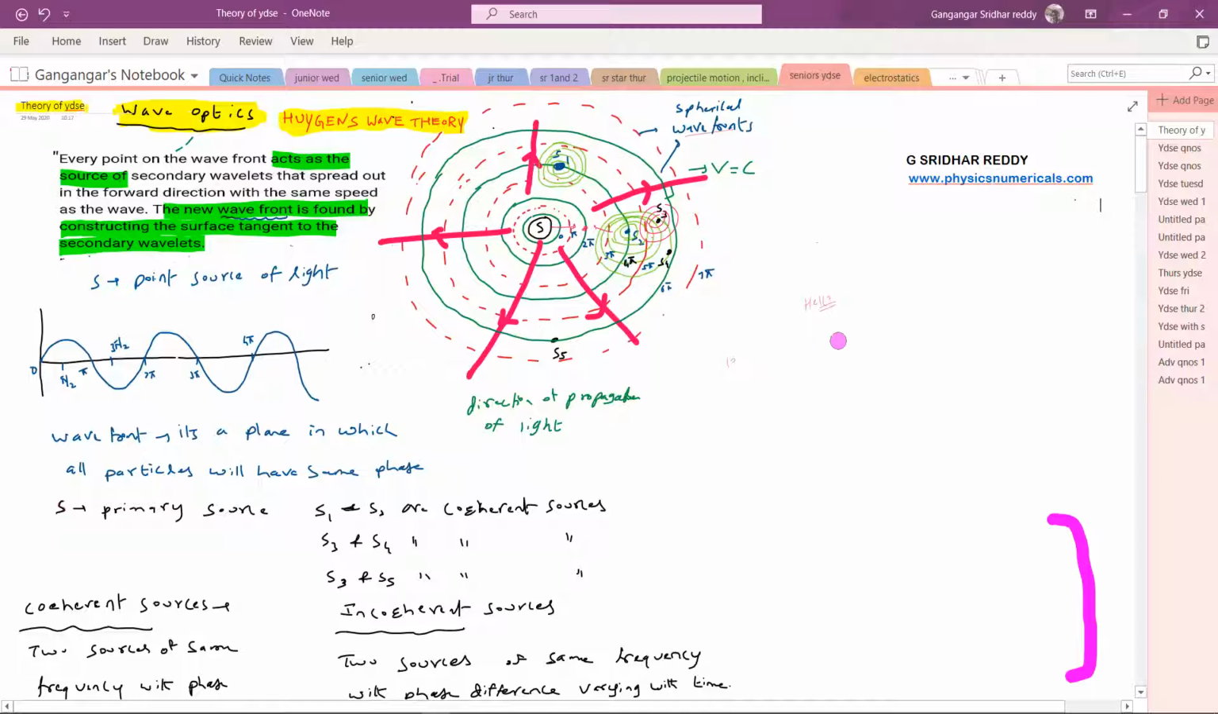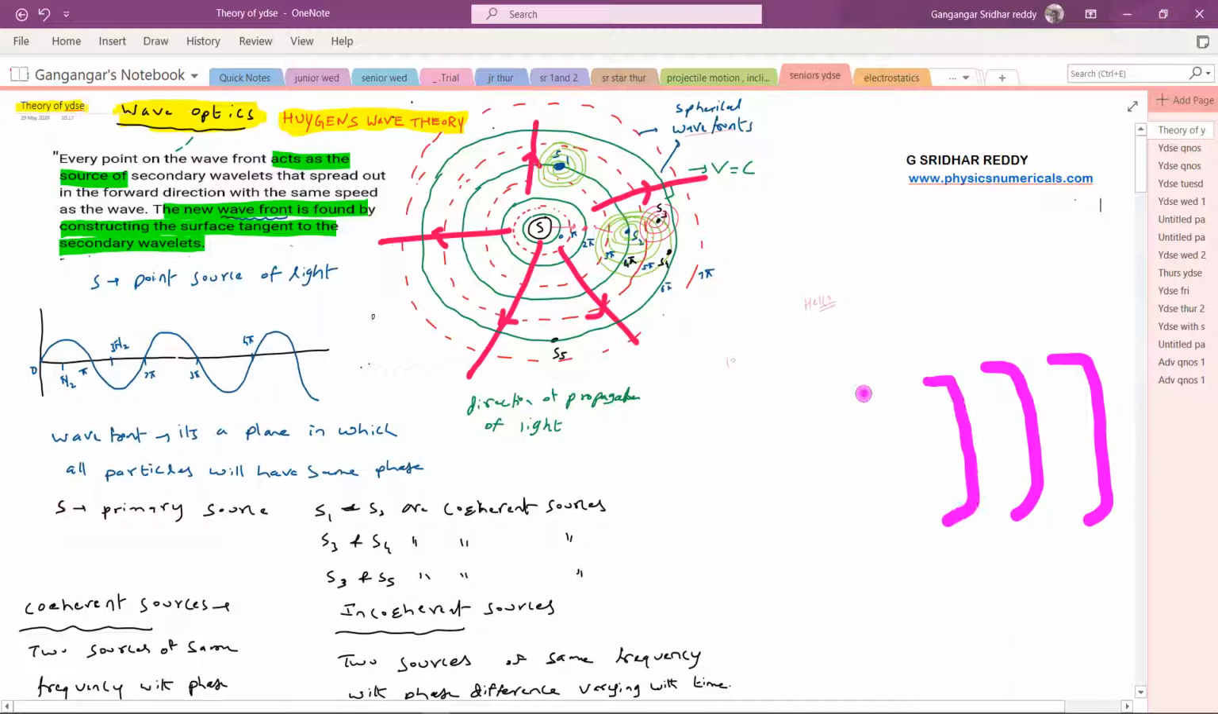So these are different wavefronts. Once again, the plane wavefront will be like this, the spherical wavefront will be like this, and the cylindrical wavefront will be like this. These are the wavefronts we usually encounter in our discussion. So once again, it's a plane in which all particles have the same phase.